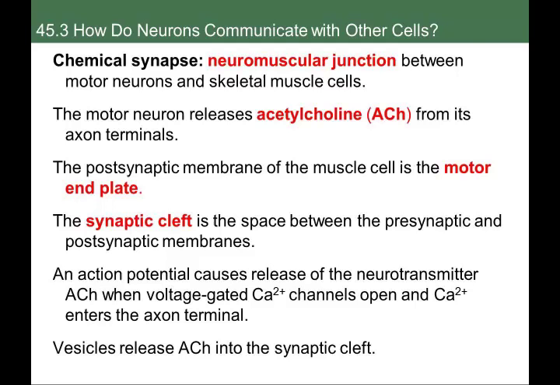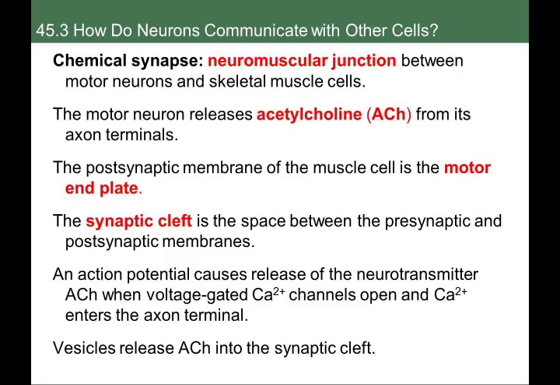So for chemical synapses, one of the major ones we see is at the neuromuscular junction. This is basically between a motor neuron and the skeletal muscle that's being controlled by that motor neuron. The motor neuron will release the neurotransmitter acetylcholine from its axon terminals, and the postsynaptic membrane of the muscle, the motor end plate, will respond to the acetylcholine in an excitatory sense. And this will cause muscle contraction.